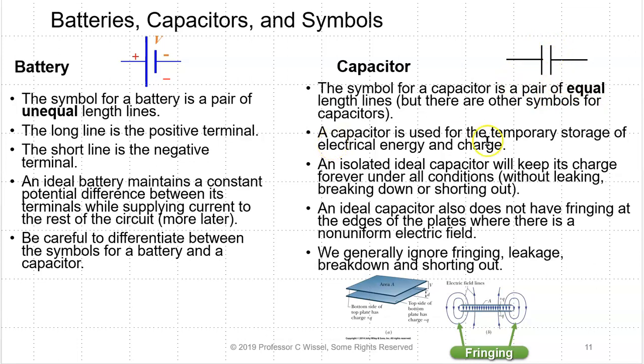A capacitor is used for the temporary storage of electrical energy and charge. An isolated ideal capacitor will keep its charge forever under all conditions, without leaking, breaking down, or shorting out. An ideal capacitor also does not have the fringing at the edges of the plate where there's a non-uniform electric field. We generally ignore fringing, leakage, breakdown, and shorting out. Unless they tell you otherwise in this class, it's an ideal capacitor.